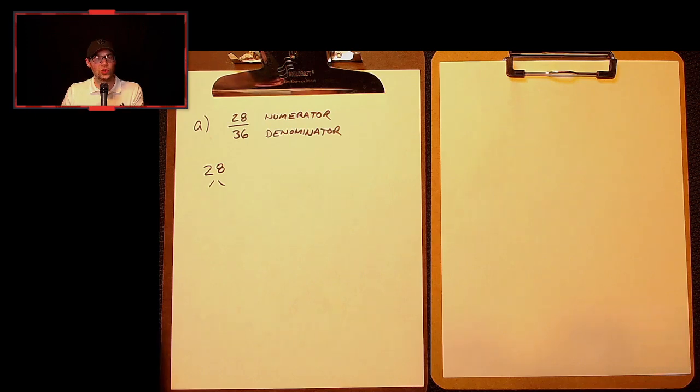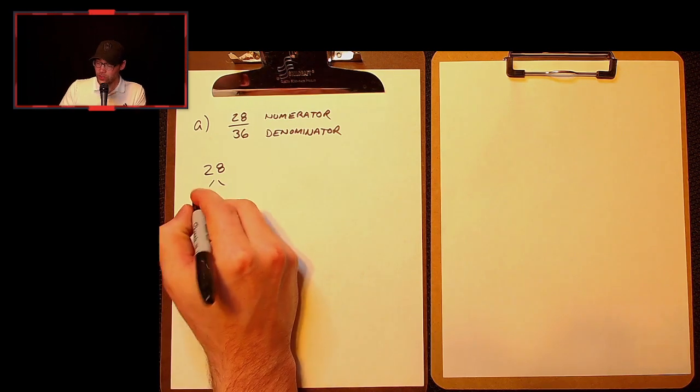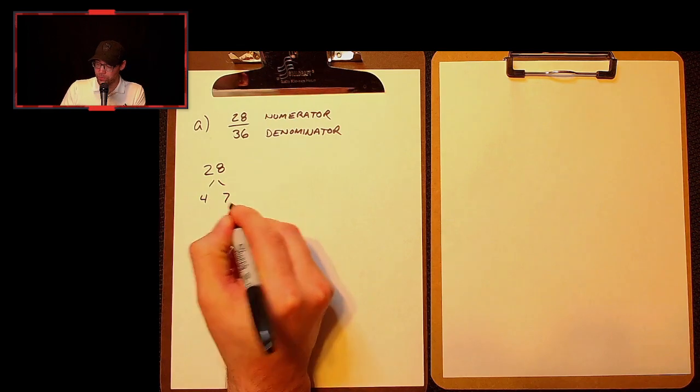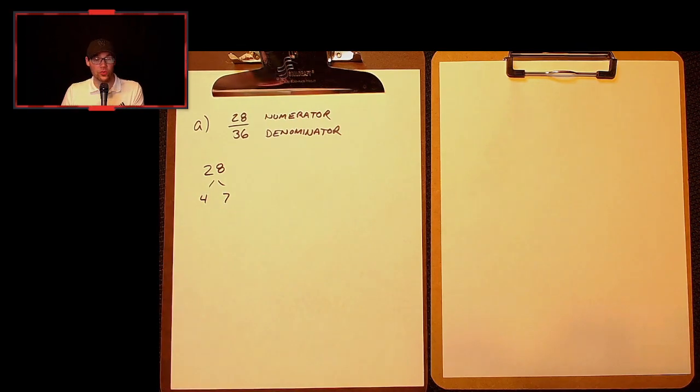We could also use 2 times 14. That would also be 28. It does not matter which pair of factors you use, you'll get to the same answer anyway. So let's use 4 and 7. The idea of a factor tree is that we want to break down this tree until we run into prime numbers and cannot break it down any further.